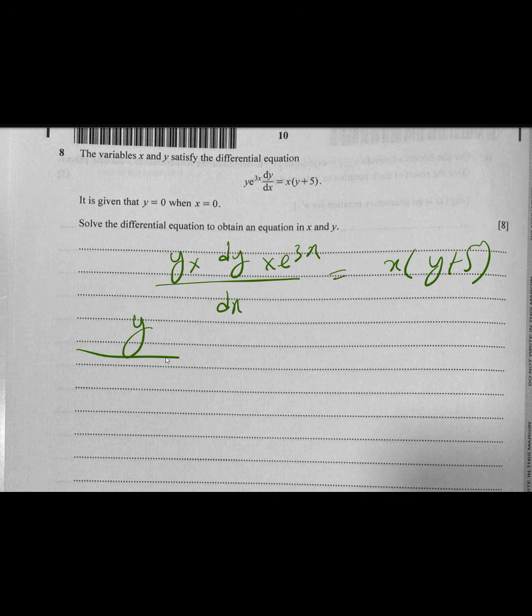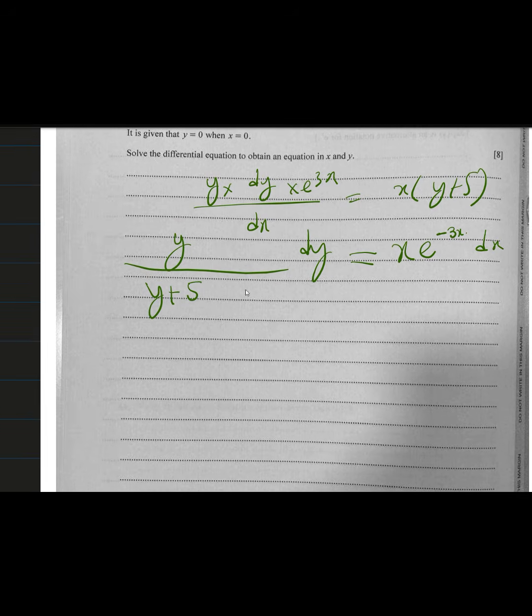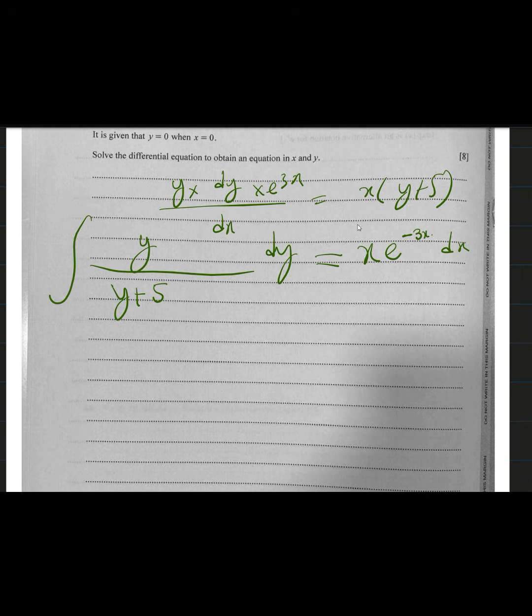Question for differential equation, and to solve this, first we'll isolate the variables. So y into dy by dx into e power 3x equals x into y plus 5. We take out y at one side, so y over y plus 5 into dy will be equal to x divided by e power 3x. We can rewrite this as e power minus 3x, and then dx goes to that side. Then we'll integrate both sides.